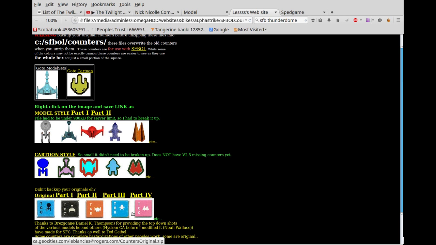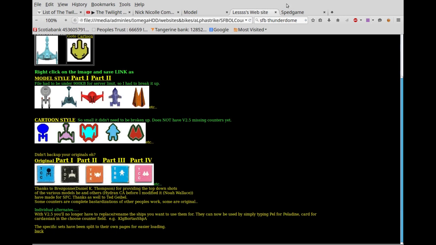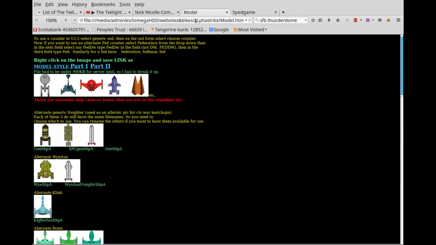Down here, these are the originals. Basically a scan of the cardboard counters. This is a cartoon set I made, which were a little bit easier to see than the cardboard counters. And then I made a model set. And here's a little bit more of an example of the model set. So there was a standard collection, and there were some alternates.